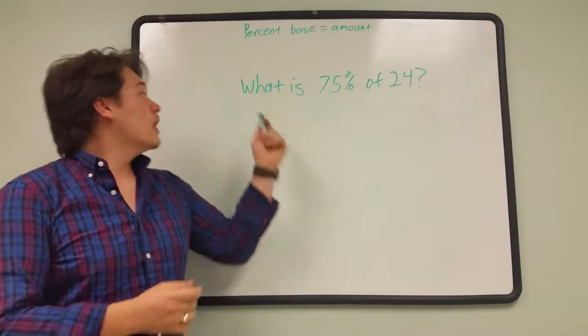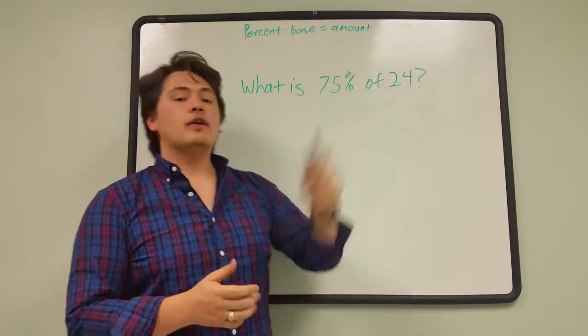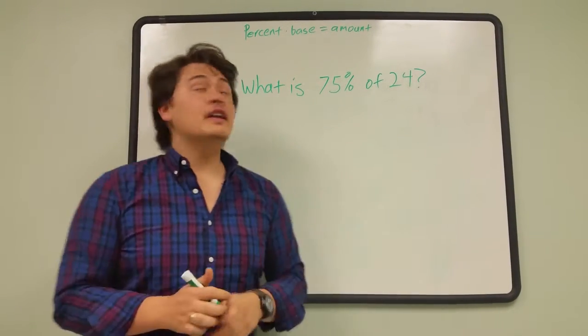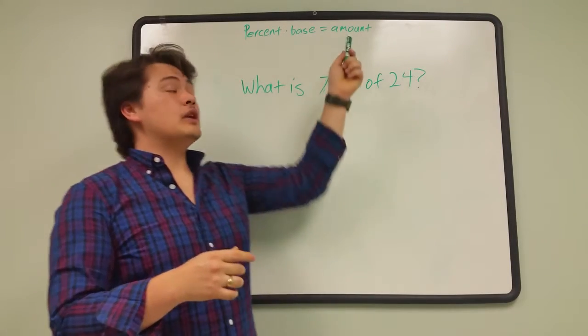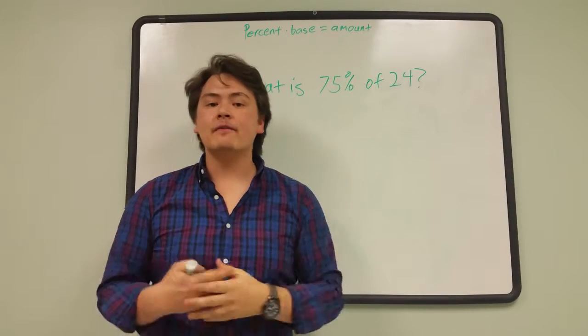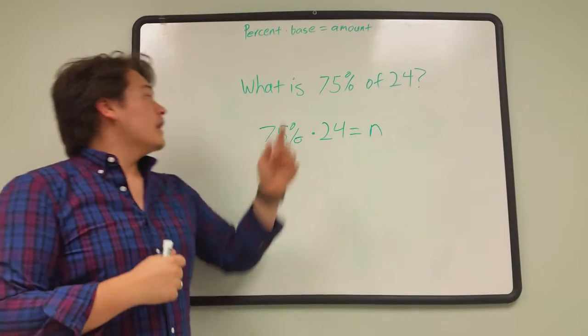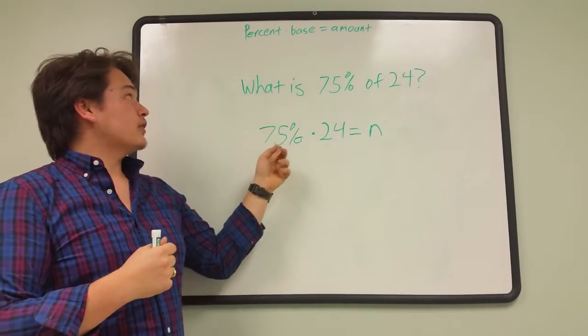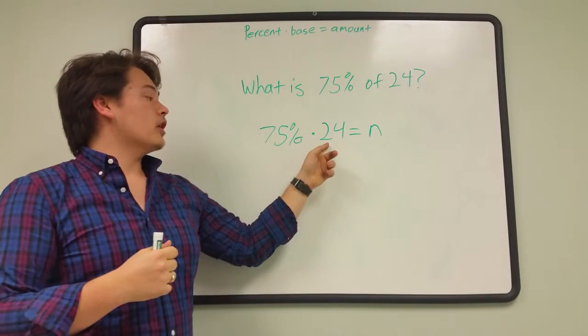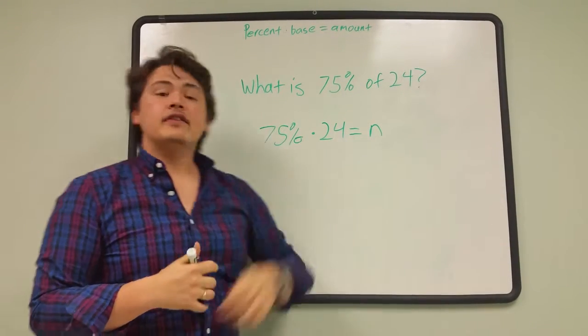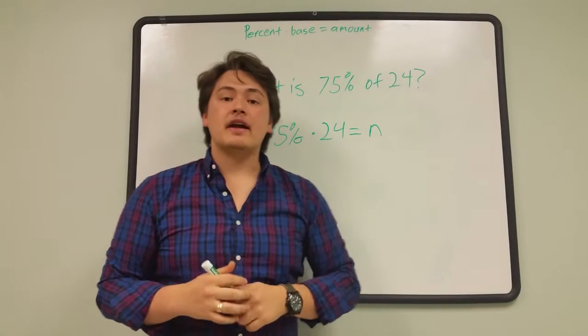This question states, what is 75% of 24? So this is another percent times base equals amount problem, and we're going to identify what is the percent, what is the amount, and what is the base. So in this case, 75% is our percent, 24 is going to be our base, and what is the amount, which is represented by n.